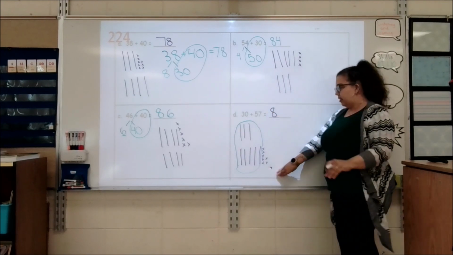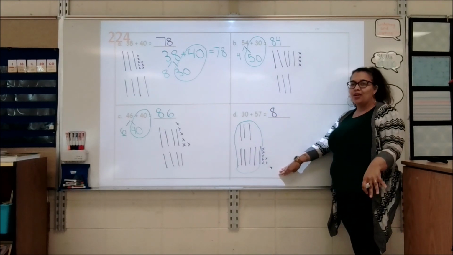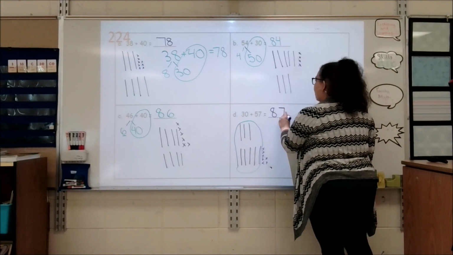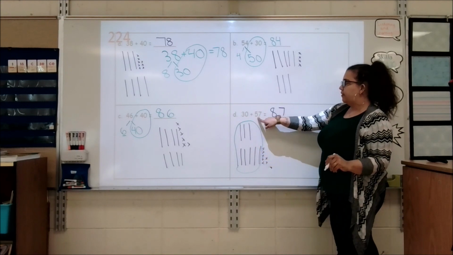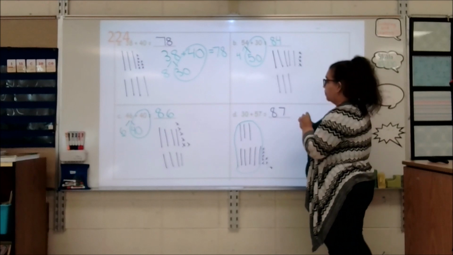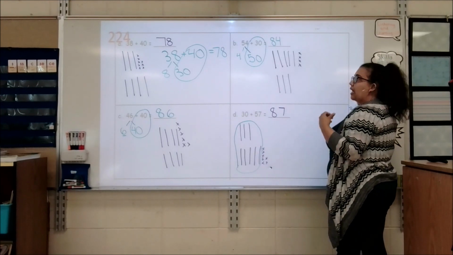And did I do anything to these 1s? Did I add any 1s? Did I take away any 1s? No. So it's 87. So 30 plus 57 is equal to 87.